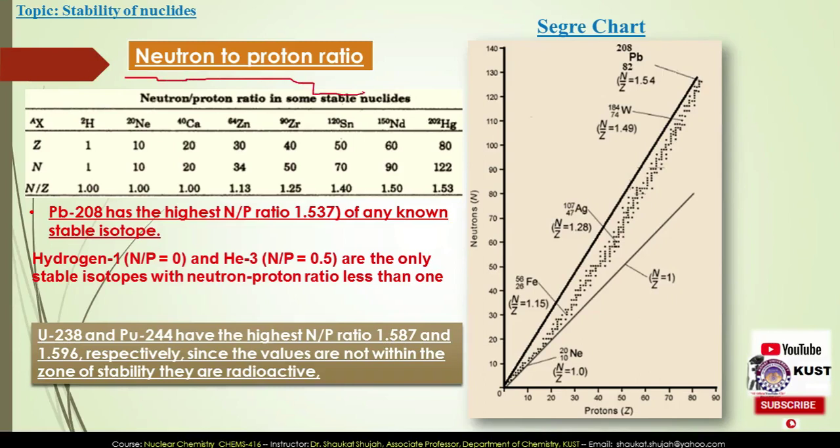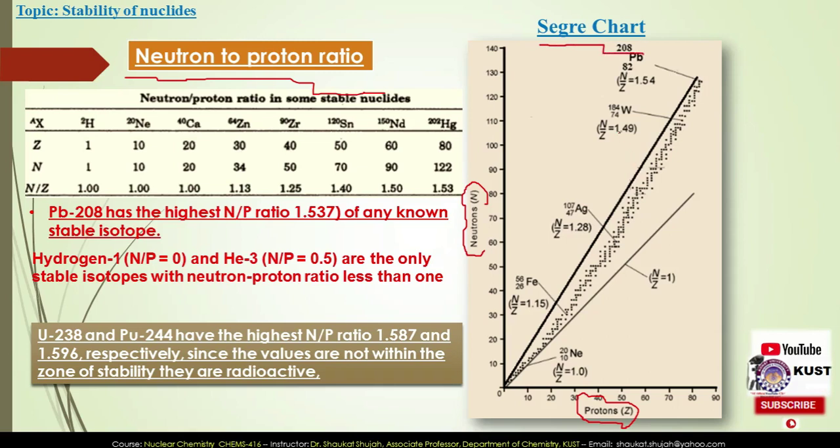Neutron to proton ratio is another important factor which can be used to assess the stability of a nuclide. When we plot number of neutrons versus number of protons for all the stable nuclides, then we get a graph which is called the Segre chart.